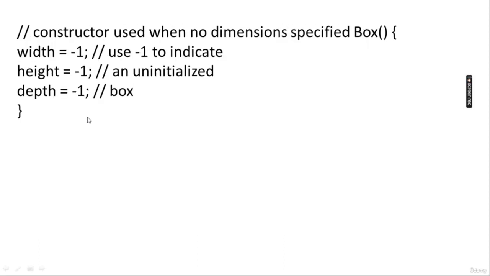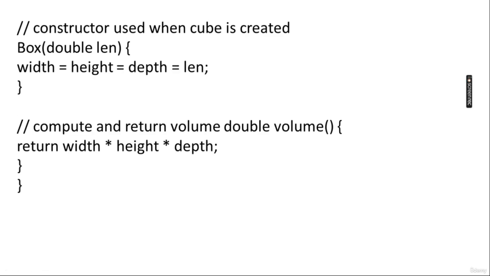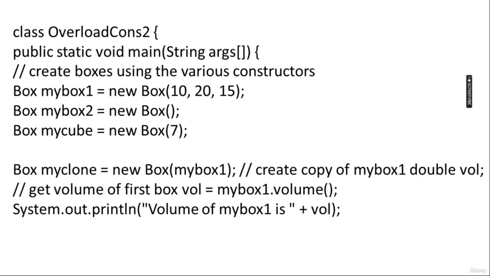Now constructor, when no dimensions are specified, all these values are initialized to -1. And constructor used when cube is created, Box with double parameter. And all these width, height and depth are initialized to single double length value. Now compute and return the volume, width, height, depth multiplied. Now new Box objects are created.